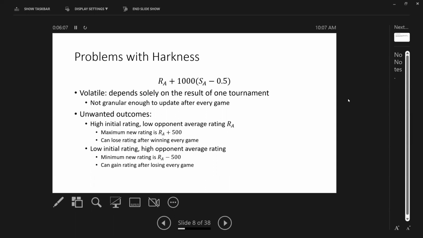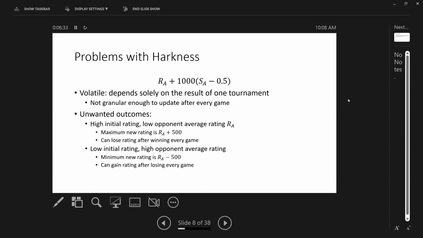So if you take this formula and imagine you won every game, S sub A would just be 1. And the maximum rating you could possibly get, even if you win every single game, is the average rating of your competition plus 500. So if the average rating of your competition is 500 points below your current rating, you're going to lose rating after winning every game. And conversely, the opposite could happen too.